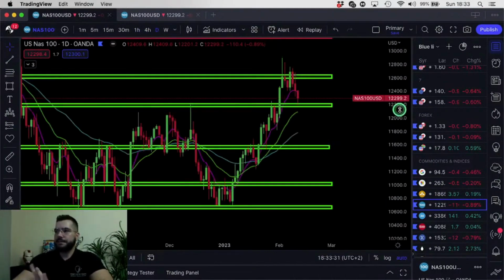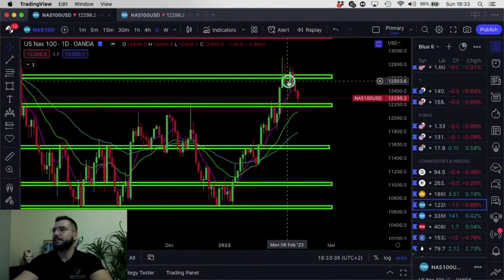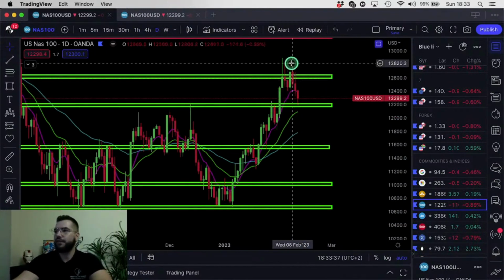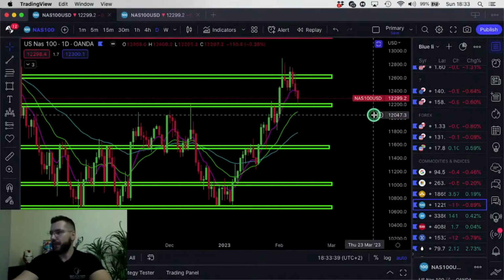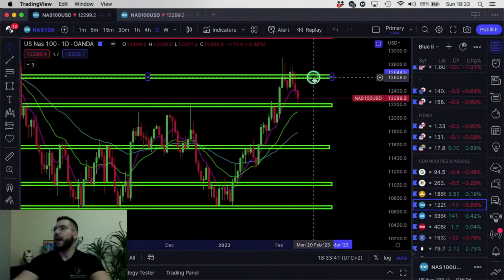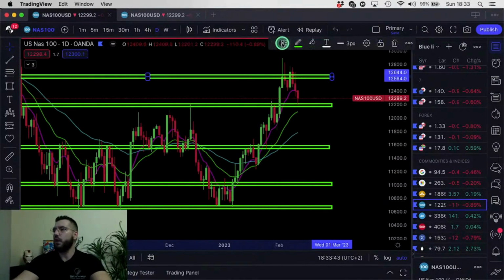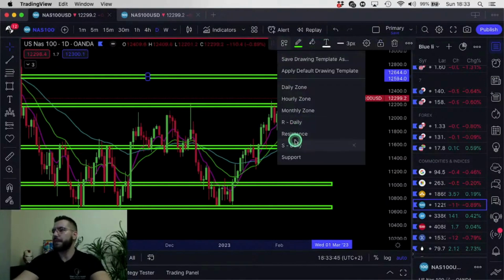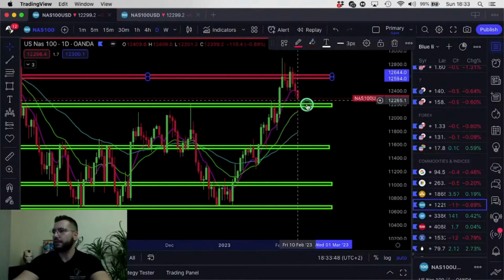As you can see, as I discussed, not the best week we had for NAS. It fell on Monday, had a little recovery on Tuesday. Wednesday, Thursday, Friday wasn't great, and it finished the week off just above that primary support level.